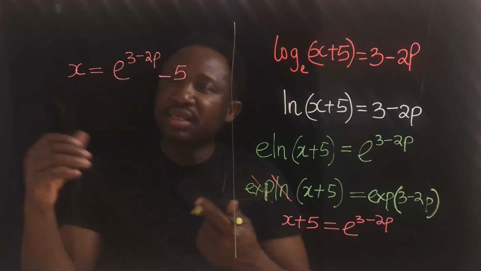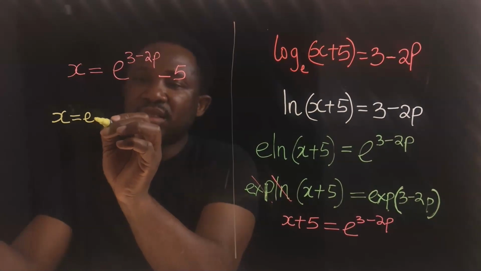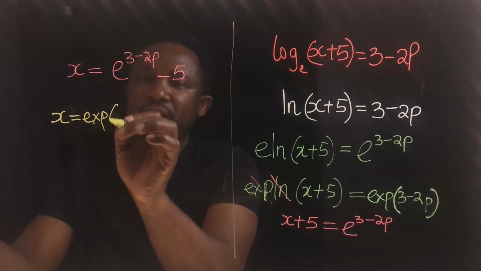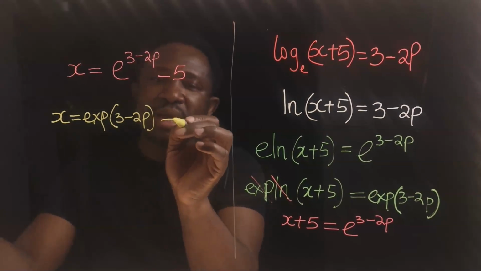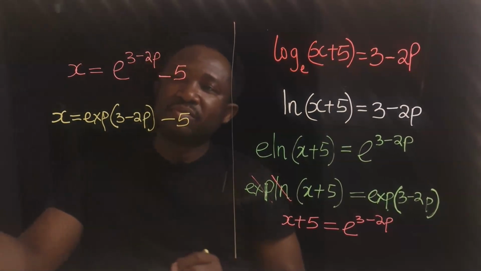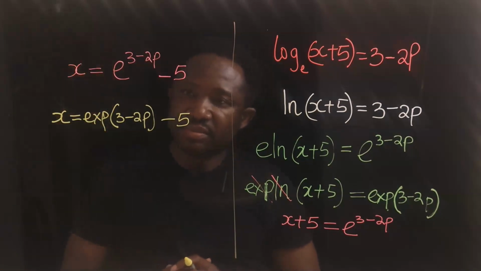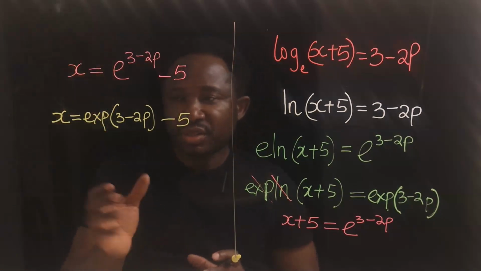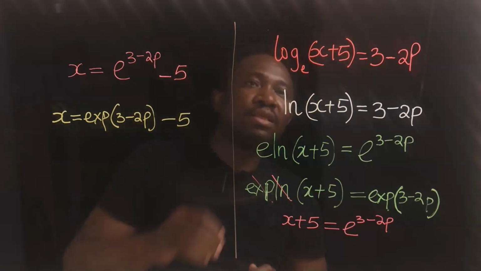We can rewrite this as that X is exponential of 3 minus 2p minus 5. This and this are the same. We have succeeded to make X the subject in this equation.